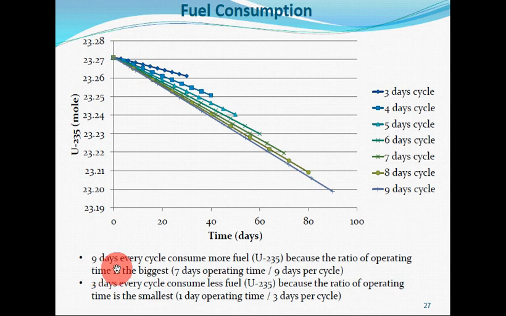We see the 9-day cycle consumes more uranium fuel because the ratio of operating time is the biggest: 7 days operating time per 9 days per cycle. And the 3-day cycle consumes less fuel because the ratio of operating time is the smallest: 1 day operating time per 3 days per cycle.